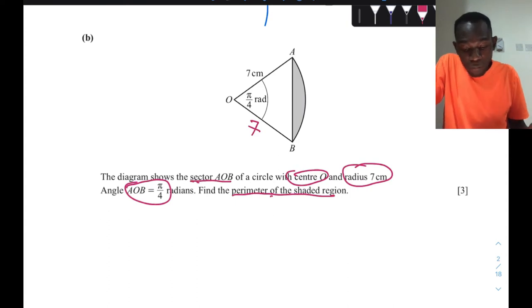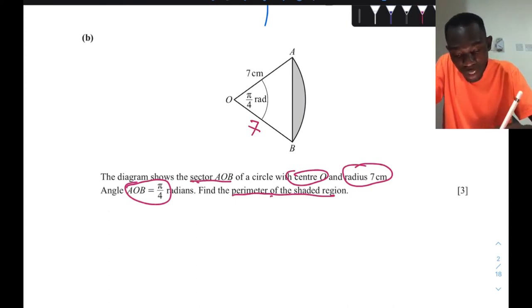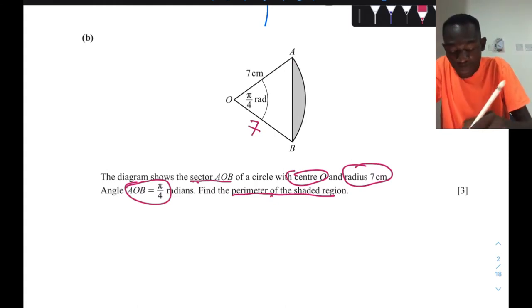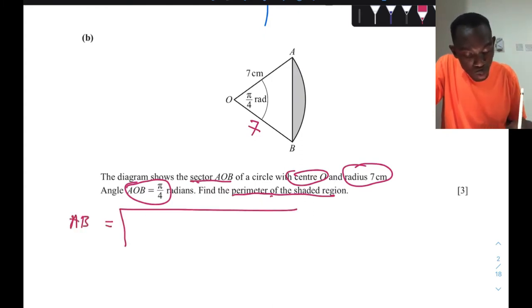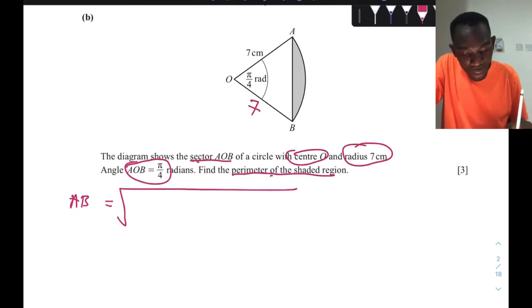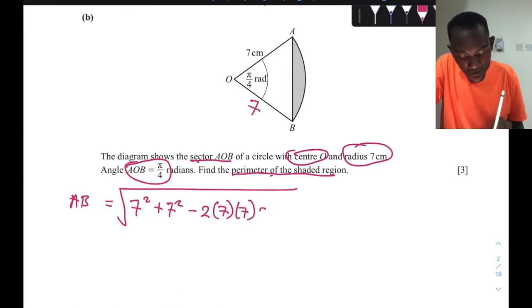So to find the perimeter, if we know this length, we can find the arc length, and then we add this to that, and then we are done. They want the perimeter of the shaded region. So that's the plan that I'm going to use. Therefore, let me find the length AB. Length AB is the square root of 7 squared plus 7 squared. I'm actually using the cosine rule, minus 2(7)(7) cos of the angle between them.